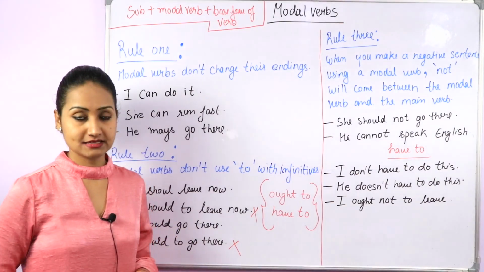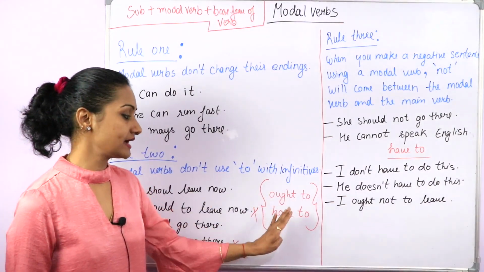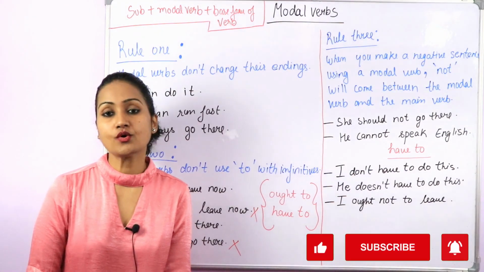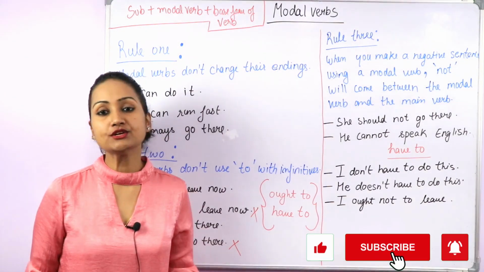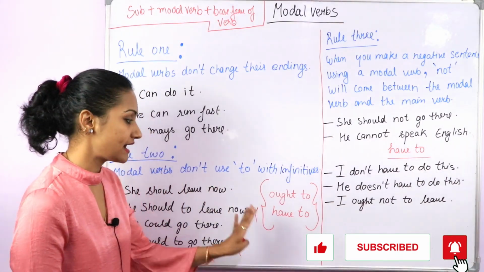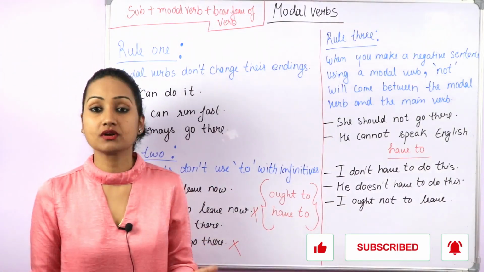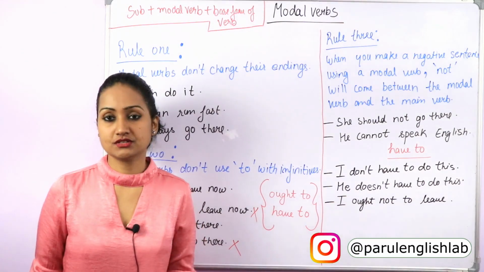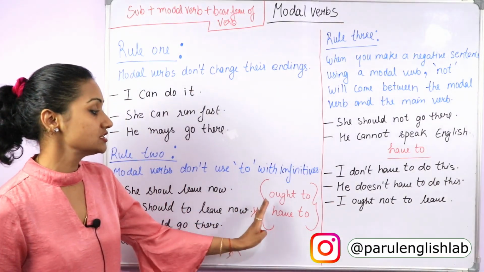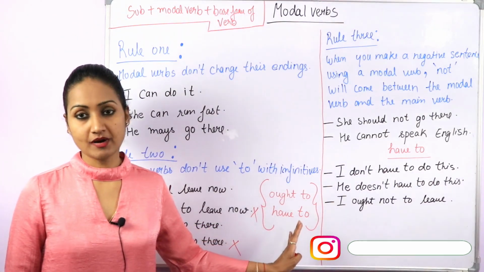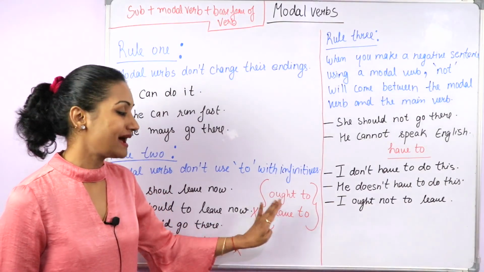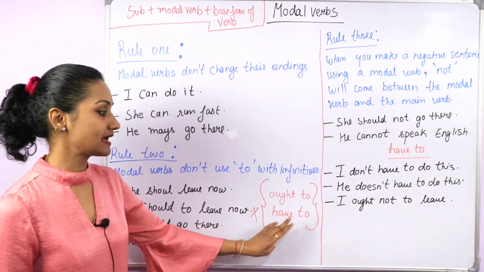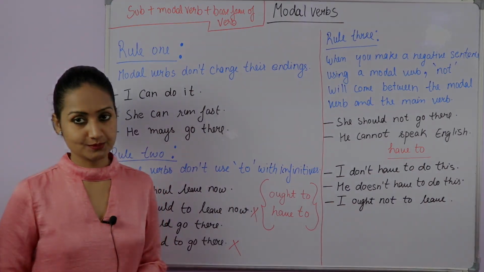Now there are two exceptions. One is ought to and another one is have to. So when you use ought to or have to, then obviously you will use to because have to, ought to, they both are modal verbs. So you cannot make a sentence without using to. For example, if you have to say she ought to go to the party or she has to go to the party. So this way, these are two exceptions and here you will use to.